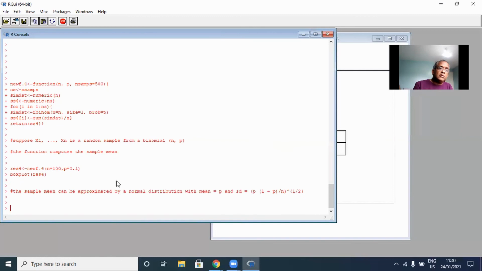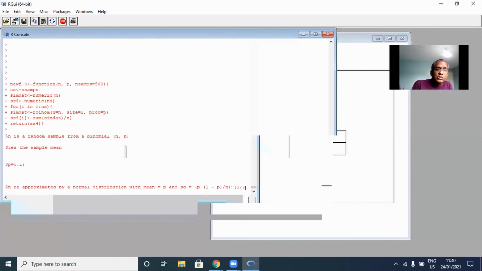This is a result I mentioned and explained. I think I gave a proof of this result using the central limit theorem in the class. If you look at the video on the binomial distribution, you will see a proof of this, where when you have a random sample from a binomial, the sample mean can be approximated by a normal distribution with mean equal to P and standard deviation equal to the square root of P times 1 minus P divided by N.